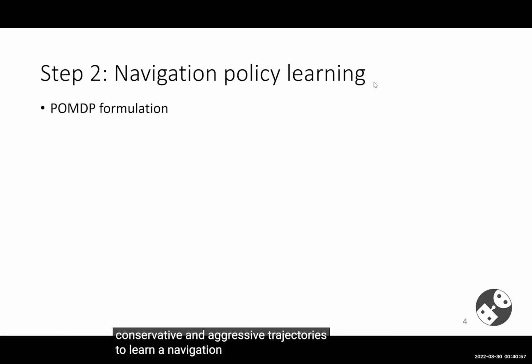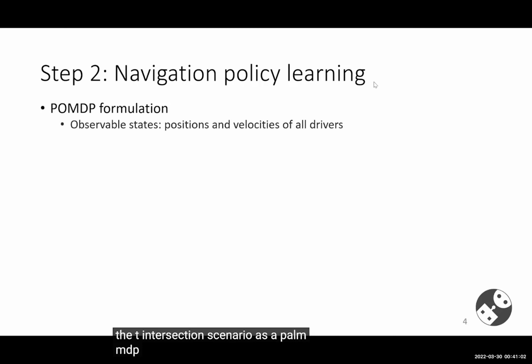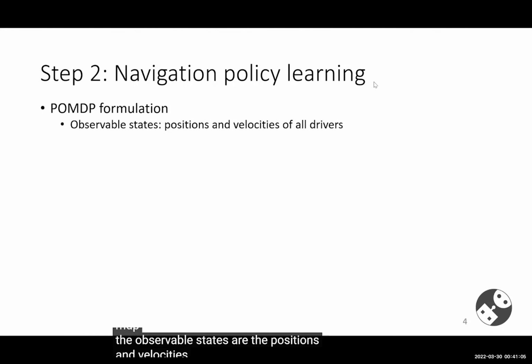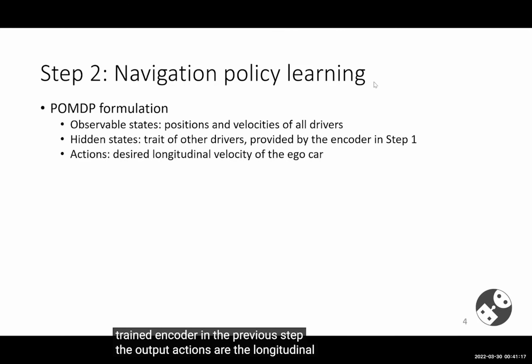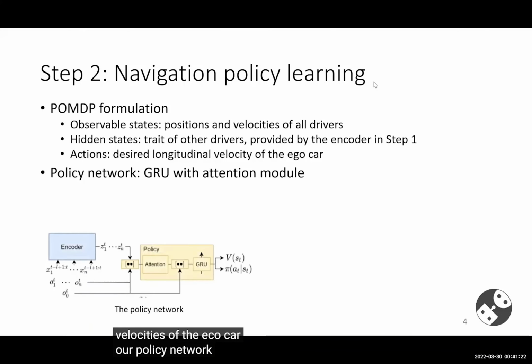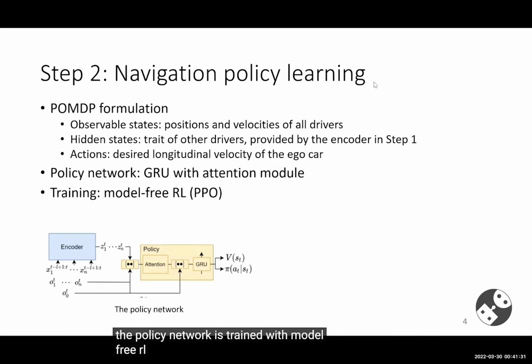To learn a navigation policy, we model the T-intersection scenario as a POMDP. The observable states are the positions and velocities of all cars in the scene. The traits of other drivers are the hidden states and are inferred by the trained encoder in the previous step. The output actions are the longitudinal velocities of the ego car. Our policy network is a GRU, and we use an attention module to assign weights to each observed driver. The policy network is trained with model-free RL.